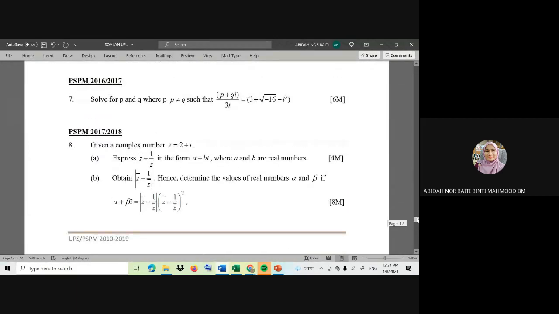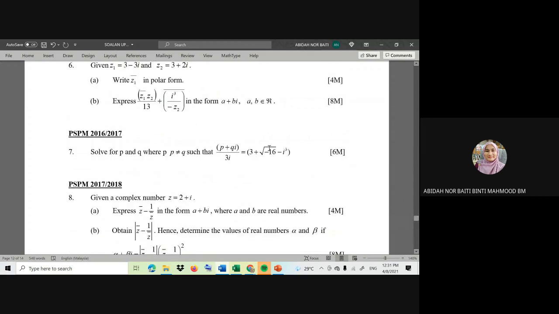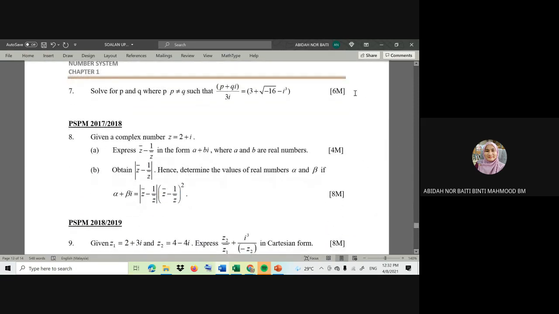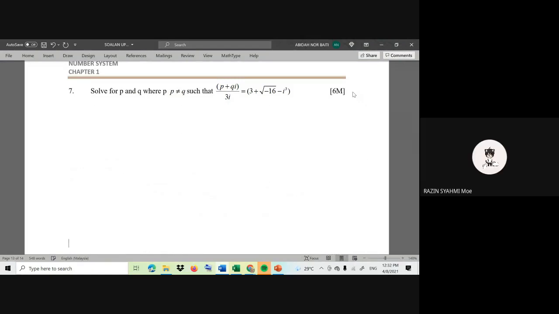Okay, so I want to do number 7. Try number 7. Can you do number 7? Can you solve number 7? Number 7, find P and Q. Can't get it, madam. Yes. Number 7, find P and Q. Okay, first we make P plus QI the subject. Why? Because we always want to compare later. Real with real, imaginary with imaginary.